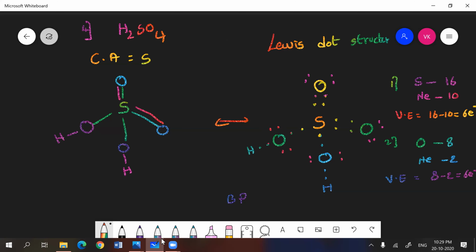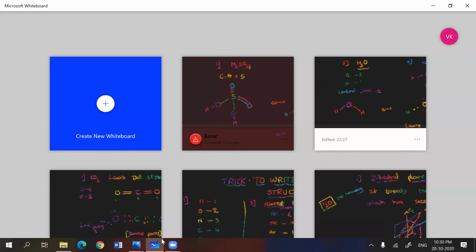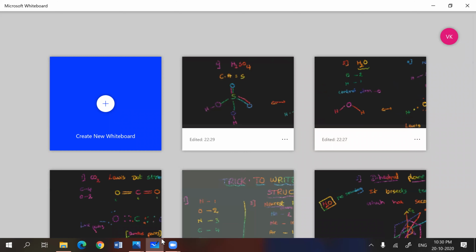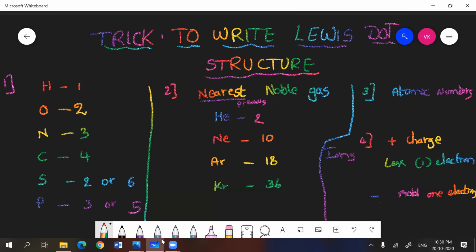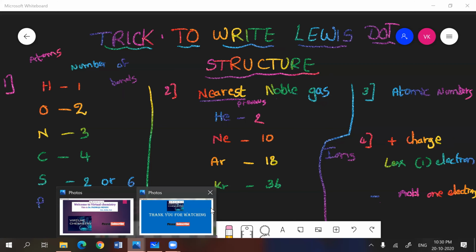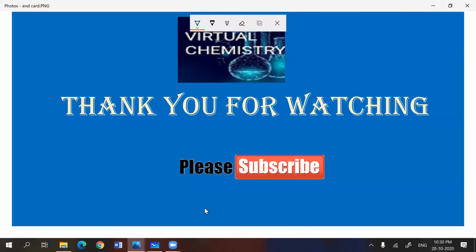In this way, for any molecule, you can write the Lewis dot structure. The only thing you have to remember is, as I said in the previous case, the first 3 points you have to remember. These points you have to remember: the number of bonds of each atom. Few simple atoms only, you can easily remember. Next is the nearest noble gas atomic number you have to remember. And if it is a plus charge, you should add electrons. Minus charge means you have to remove electrons.